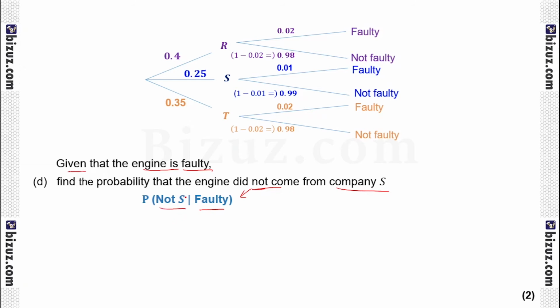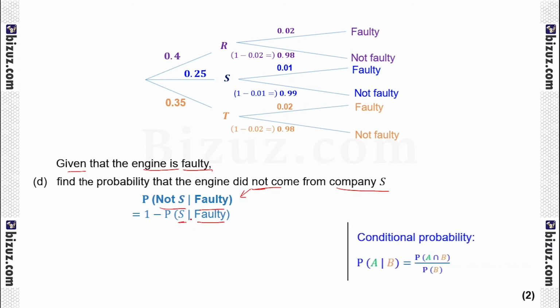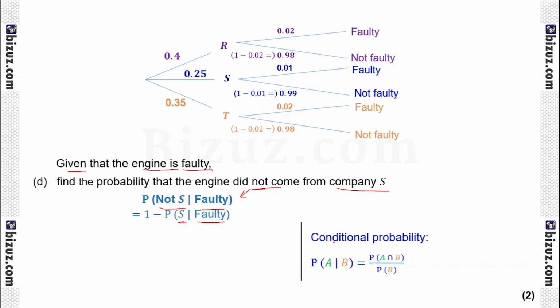So the probability of it not being S, given that it's faulty, is going to be the complement of it being from S, given that it's faulty. These two are basically complements of each other. That's why this is going to be just 1 minus P(S given faulty). Now, we know the formula for conditional probability.